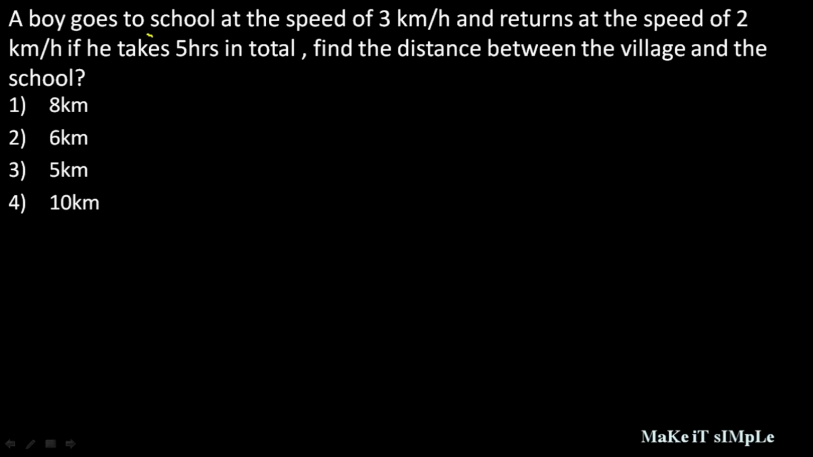A boy goes to school at the speed of 3 km per hour and returns at the speed of 2 km per hour. If he takes 5 hours in total, find the distance between the village and the school. Here in this question they have asked the distance between the village and school, and first we will see how we can solve this problem using our conventional method.